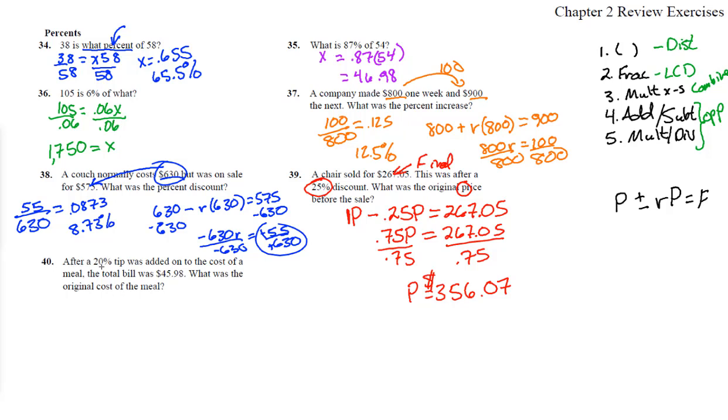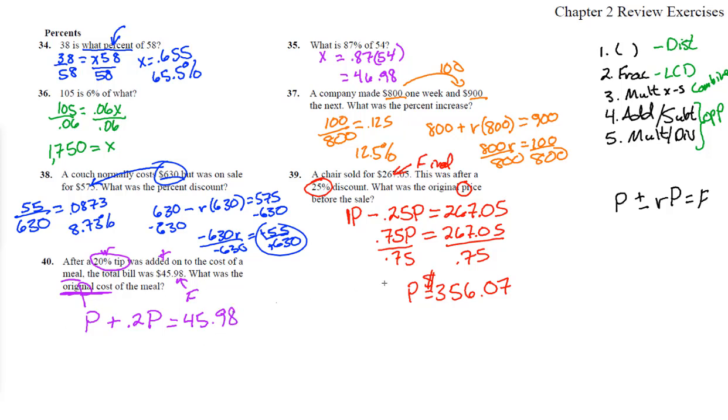All right, number 40. After a 20% tip, so there's our interest rate, that's our R right there, was added onto the cost of a meal. The total bill was, so this is your final. What was the original cost? So the original cost, we'll do our P for that one. You could use C or M if you wanted, but since we've got the formula over here, there was an original cost, and then added on to that was a 20% cost of the meal, the price, and that gave us our final, which we know was 45.98.